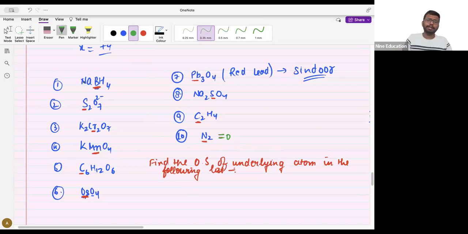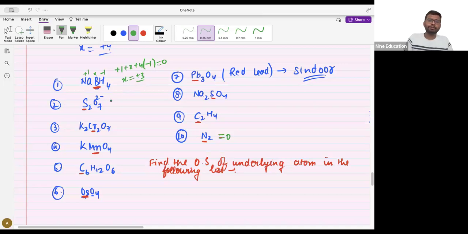See, NaBH4 is sodium borohydride. Hydrogen is how much here? -1. Sodium, always an alkali metal, +1. So boron you take X. So 1 plus X plus 4 times -1 will give you 0. So X will come here +3.